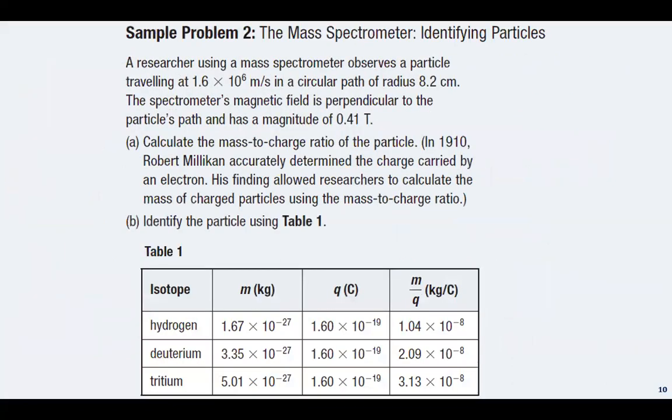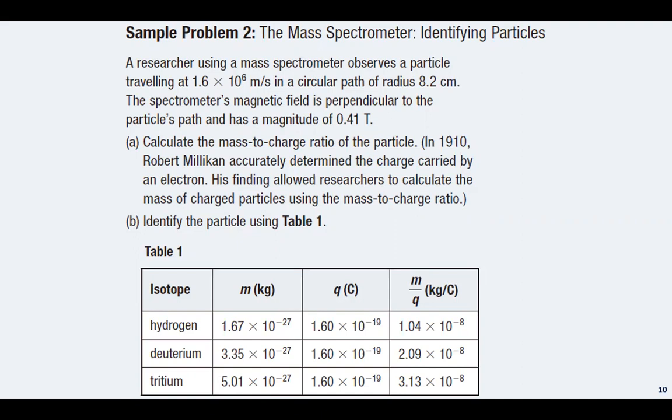Okay, here a researcher using a mass spectrometer observes a particle traveling at about 1.6 times 10 to the power 6 meters per second in a circular path of radius 8.2 centimeters. The spectrometer's magnetic field is perpendicular to the particle's path and has a magnitude of 0.41 teslas. First, calculate the mass to charge ratio of the particle.